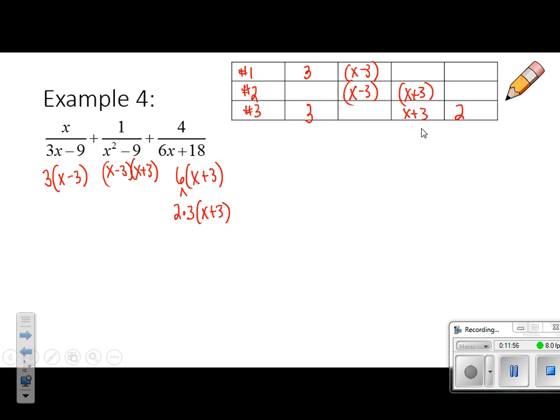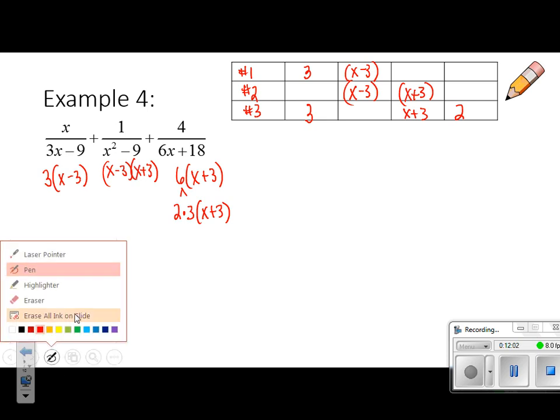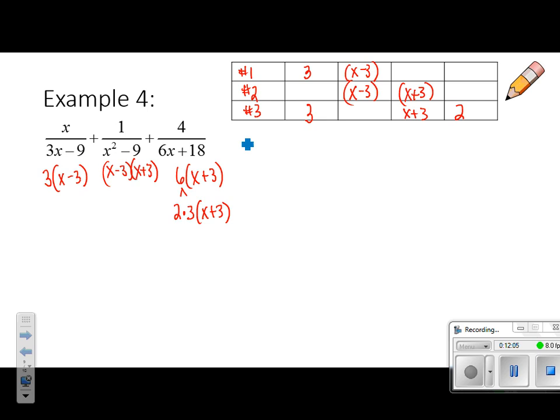Now that I have my table, I can find my lowest common denominator by taking every factor of highest power in every column. So my lowest common denominator would be 3, x minus 3, x plus 3, and then times 2. I'm going to put that times 2 right there.